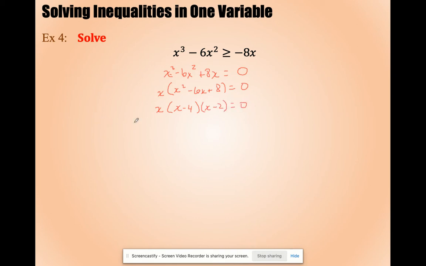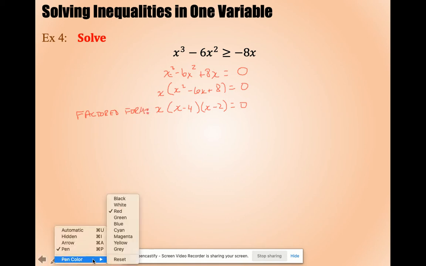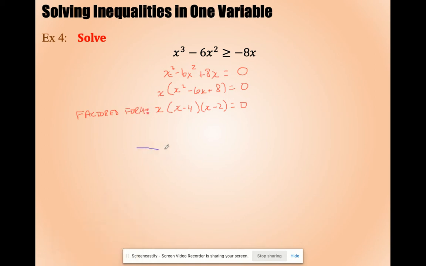Now I am starting, right? I have the factored form. So the assumption is that you can take an expression and get it into factored form. And now, here's my handy dandy number line. What values of x create 0?